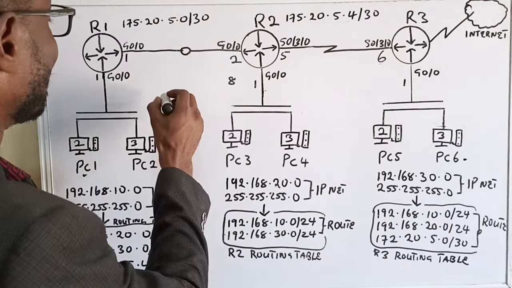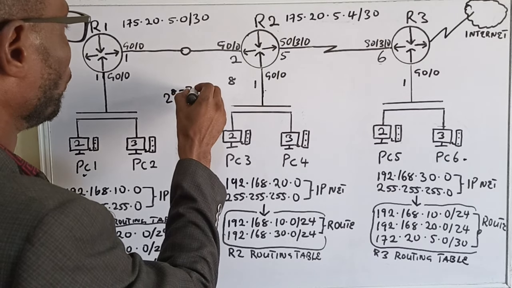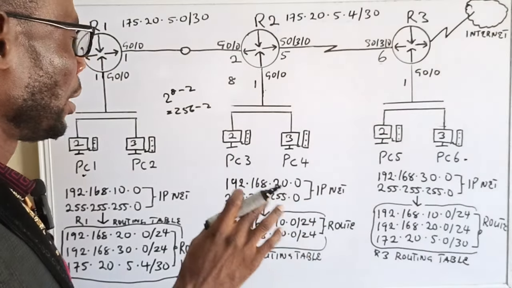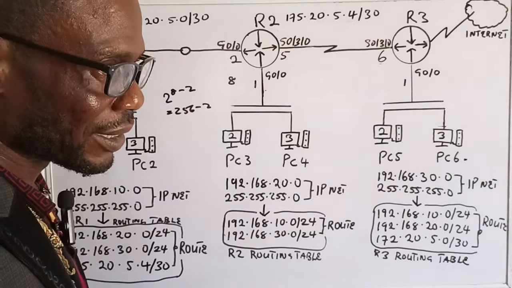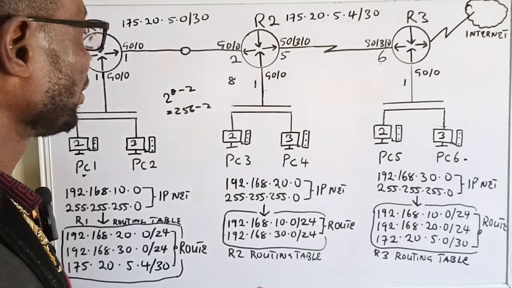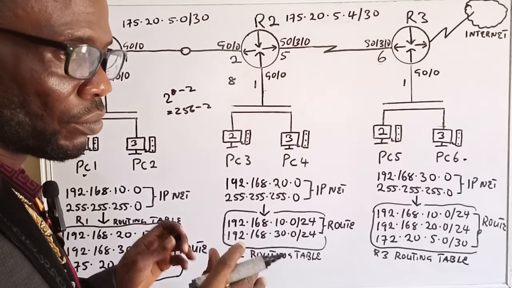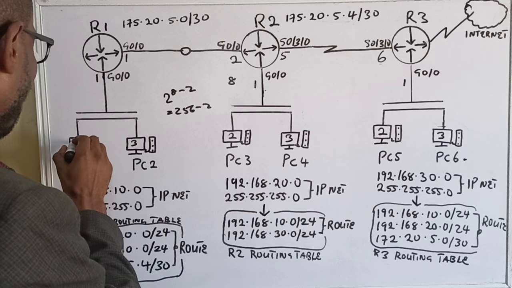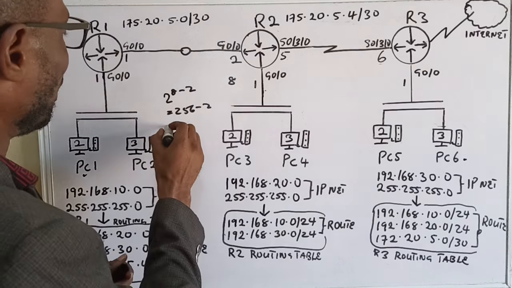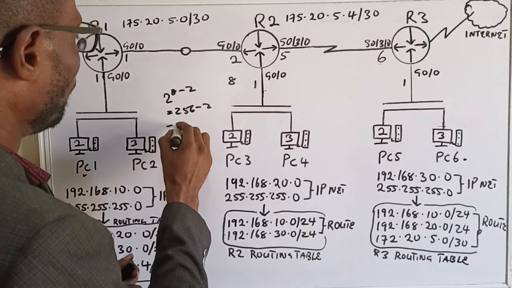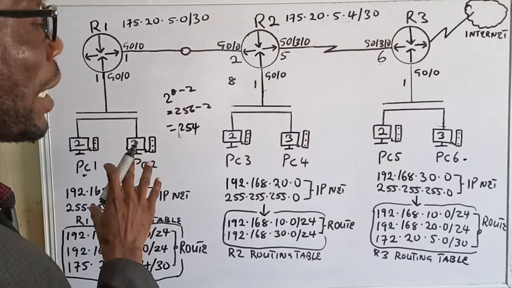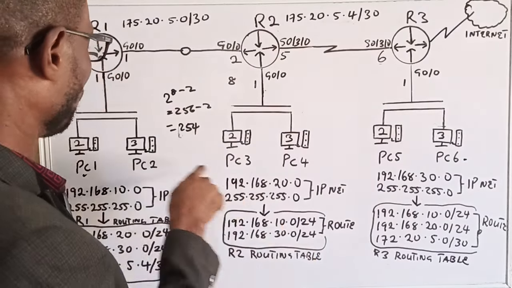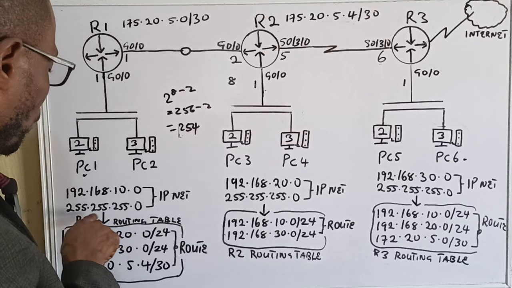That is 2 power 8 minus 2, which equals 256 minus 2. Remember that minus 2 is the network address, which is not assignable, and the broadcast address, which is also not assignable. So between 1 and 254 are the valid IP addresses. The router LAN interface has taken number 1 IP address, this PC1 has taken number 2, and PC2 has taken number 3, up to 254. Valid IP addresses on each one. The same thing is applicable to this, and that is why I use slash 24, the 24 bits I talked about for the subnet mask.